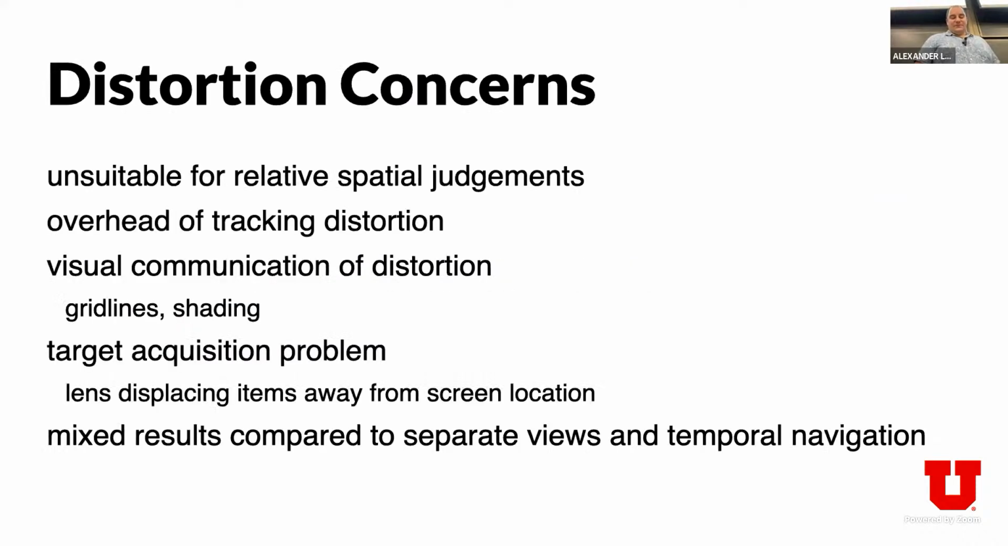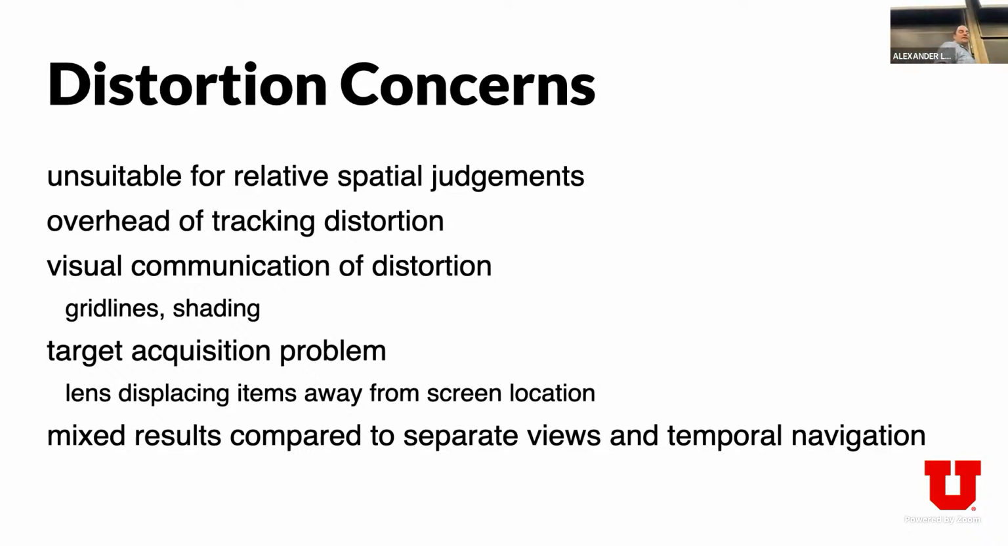So distortion tends to be unsuitable for relative spatial judgment, and that's really problematic if you want to show a map, right? If you suddenly can't do spatial judgment anymore on a map, then you have done something wrong. And even though it's nice that we are able to focus on some elements, there's this mental overhead of tracking the distortion. And we have to visually communicate the distortion. For example, we have to add grid lines or some shading or anything like that.